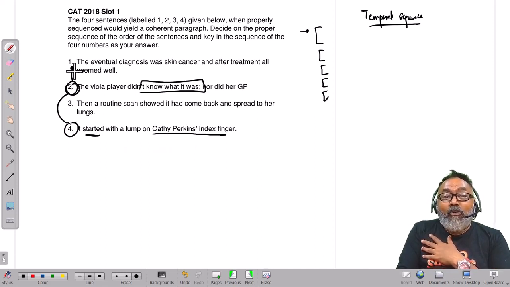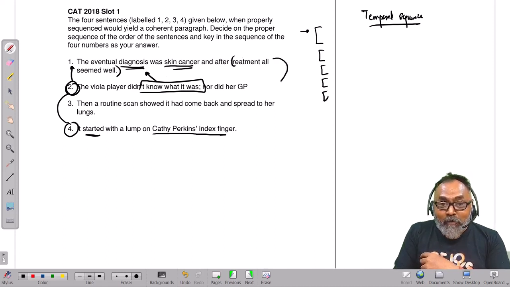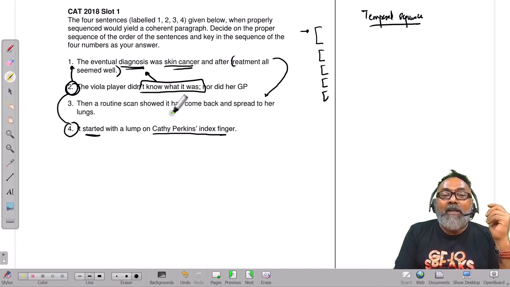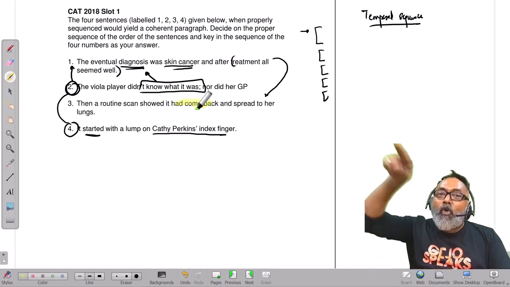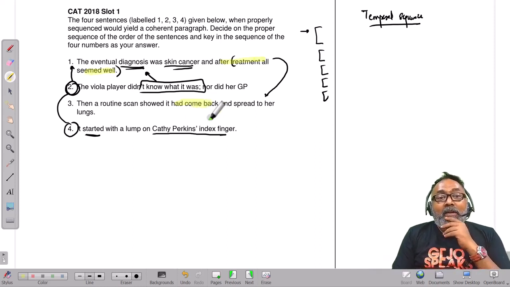The eventual diagnosis, we diagnosed it and found it was a cancer, and after treatment all seemed well. Then a routine scan showed it had come back. Now, another thing you can look at: for somebody to say it had come back, for it to come back, it has to go away. So after treatment all seemed well. So there is that connection.